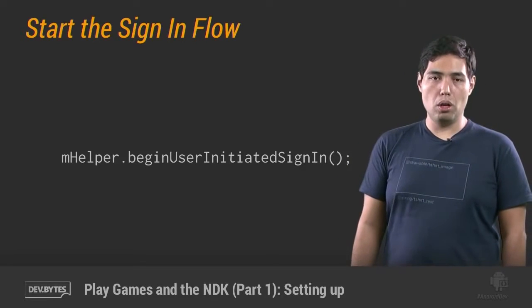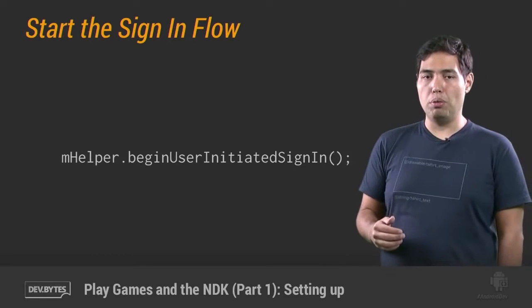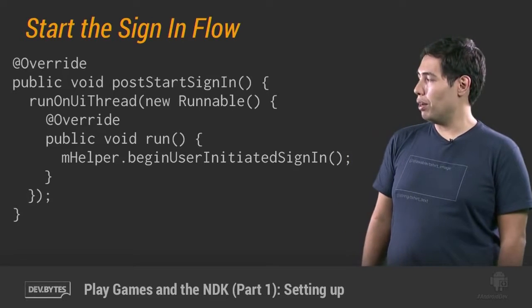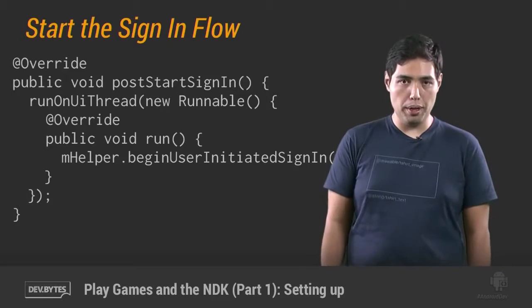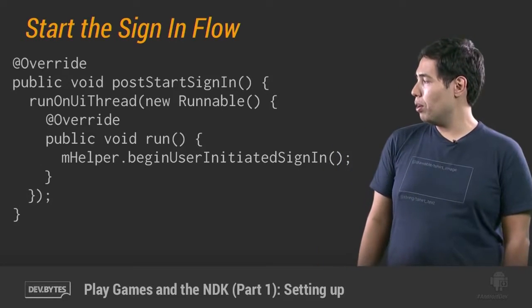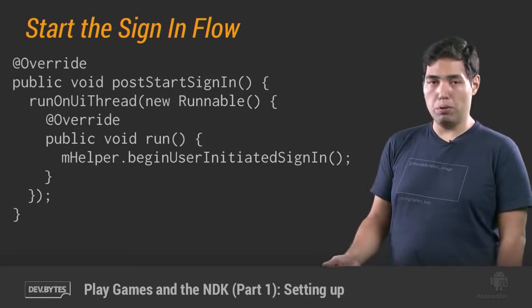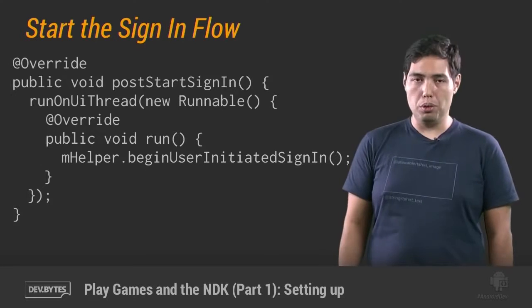However, since you're going to be calling it from the game thread, remember that the game is going to be running on a separate thread, it's not the UI thread. So you need to wrap that with a runOnUiThread call, so that you can actually call that method from the game thread and have it execute on the UI thread. So this is why we have this method, which is called postStartSignIn, which essentially can be called from any thread and post to the UI thread. And there we call mHelper.beginUserInitiatedSignIn.